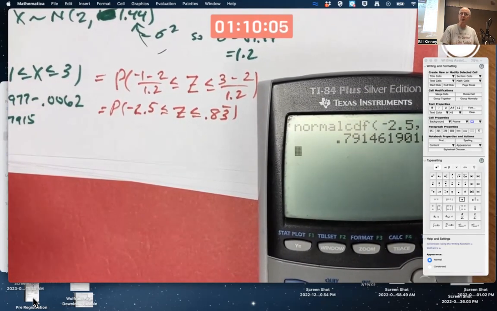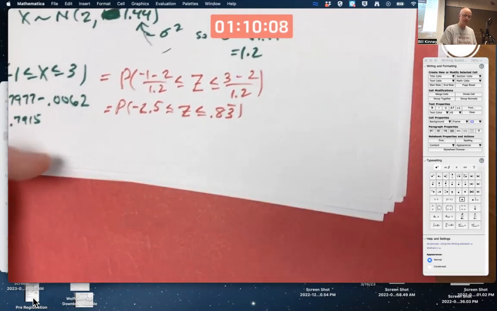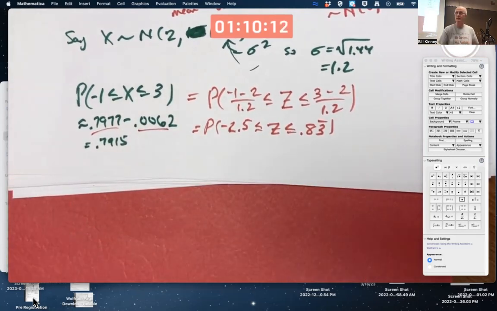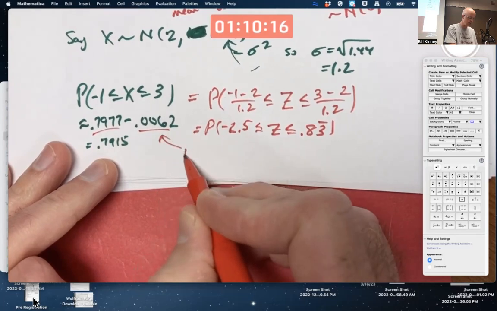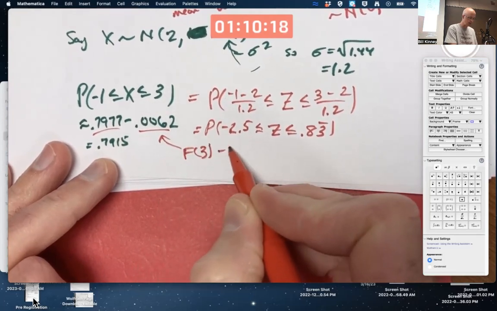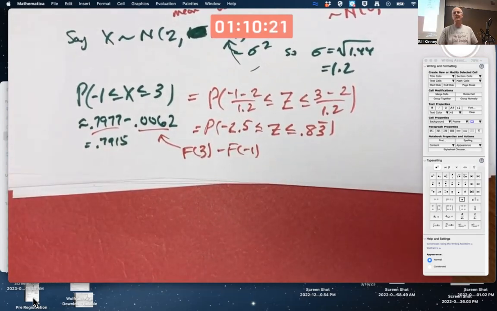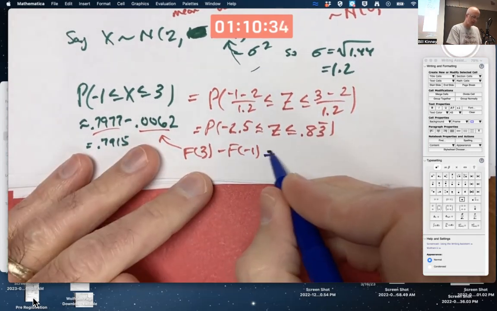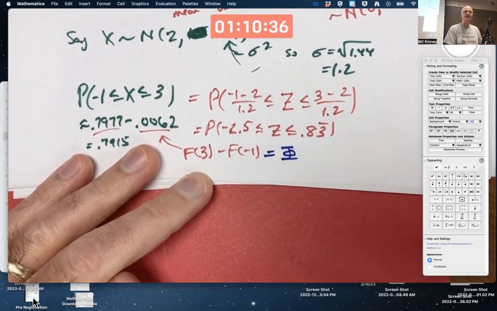And you can also use the table in the back of the book to confirm this. Effectively, the table in the back of the book would give you these values again, and you have to do a subtraction. This is really capital F of 3 minus capital F of -1, where capital F is the CDF. It's worth mentioning that the CDF of a normal distribution has a special symbol. I will mention this next week as well. Capital Phi.